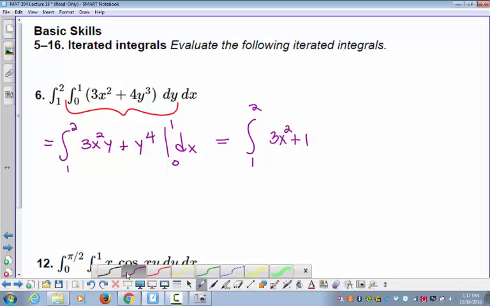If it helps, put the y here. If it's alphabet soup and you're not plugging it into the right letter, put your y's there just to emphasize that that's the variable you're plugging those constants in for. So everybody agree that we performed the fundamental theorem properly? Fundamental theorem of calculus: find an antiderivative, plug in your upper limit, plug in your lower limit, and take the difference.